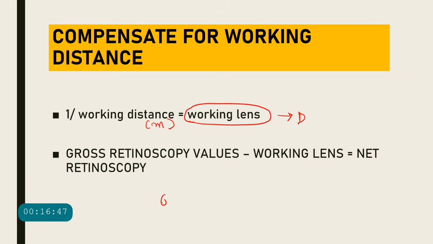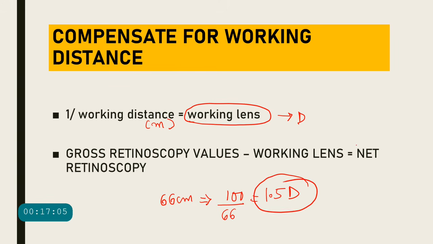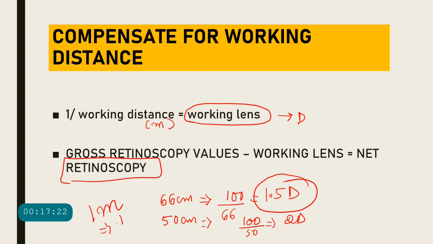So if you are doing the retinoscopy at 66 centimeters, the working lens will come to about 1 by 0.66 meters, which is about 1.5 diopters. Whatever gross retinoscopic values you get, you have to subtract your working lens, that is 1.5 diopters, and you will get the net retinoscopy values. Similarly, if the patient is sitting at 50 centimeters, the working lens will be about 2 diopters. If you're carrying it out at 1 meter, the working lens will be 1 diopter, and you have to subtract this 1 diopter from the gross retinoscopic value.